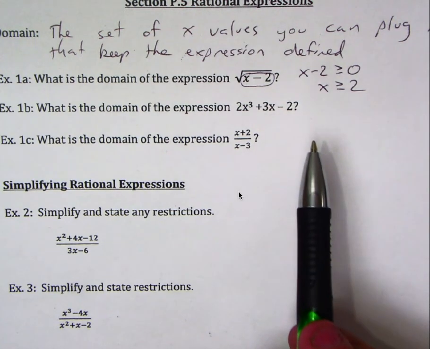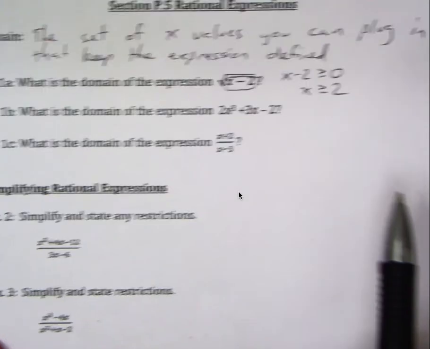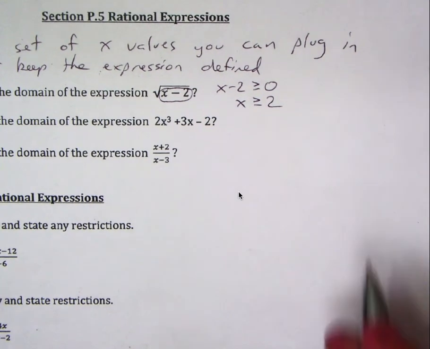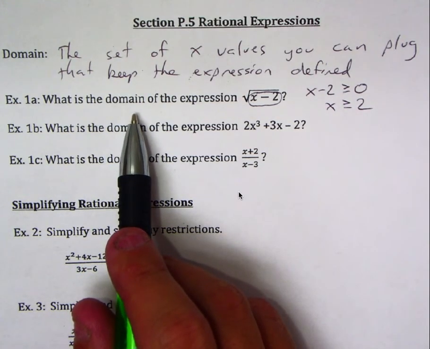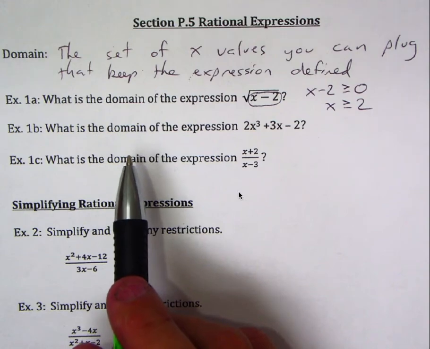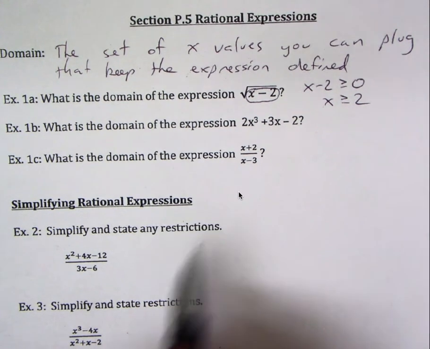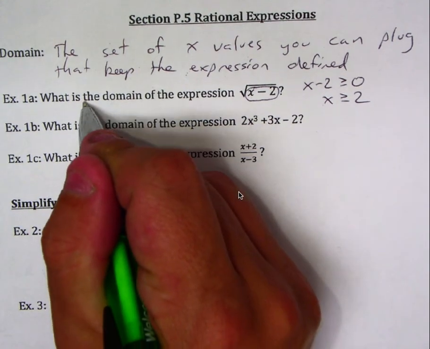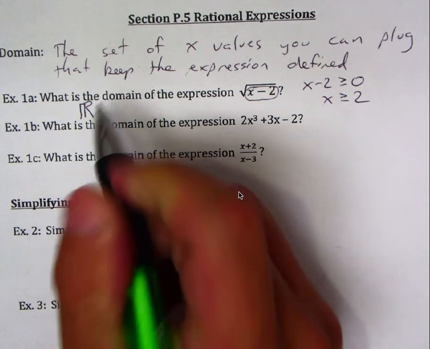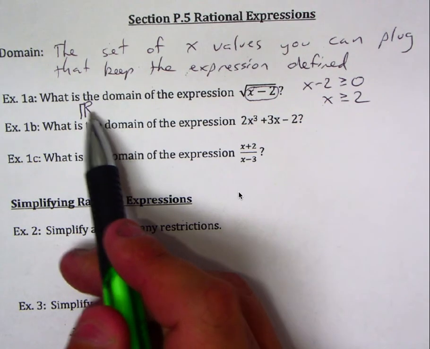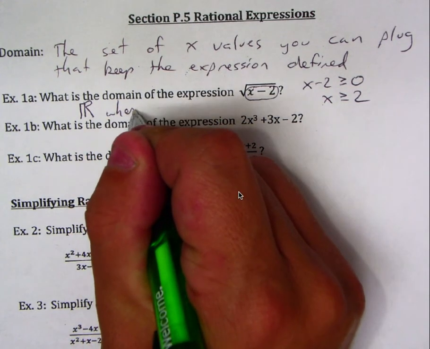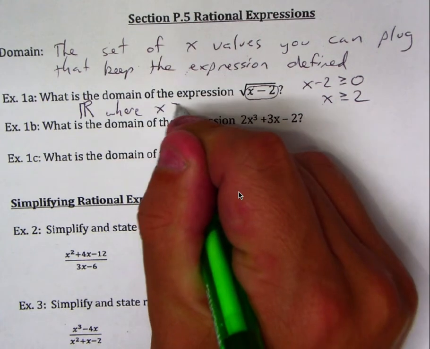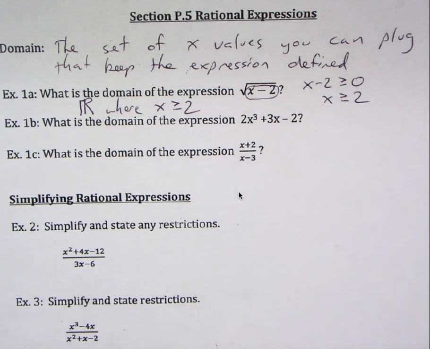Now, here's how we write the official domain. We always start with the phrase all real numbers. When it says what is the domain, we're going to say all real numbers. We could plug anything in the world in for x, as long as x is greater than or equal to 2. There is an abbreviation for all real numbers. It's a capital R with a square bracket coming off the end. So this means the domain is all real numbers where x is greater than or equal to 2. That's the domain. So these are all the numbers I could plug in that give me an output.